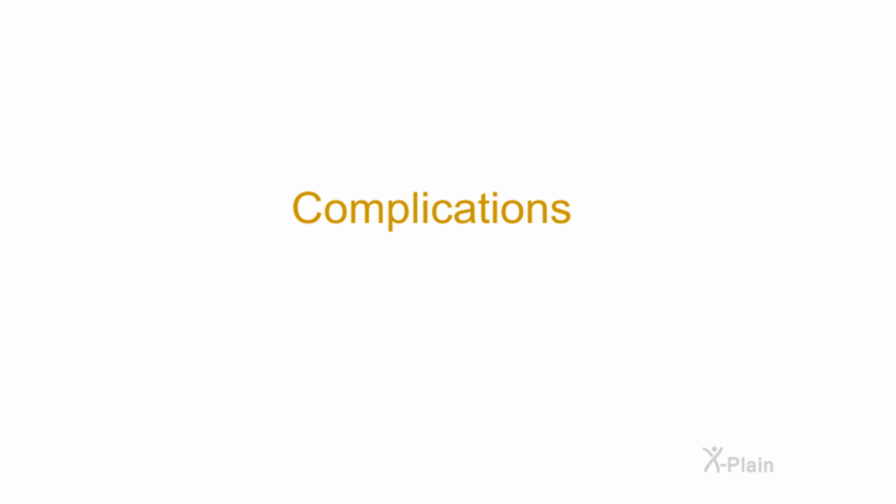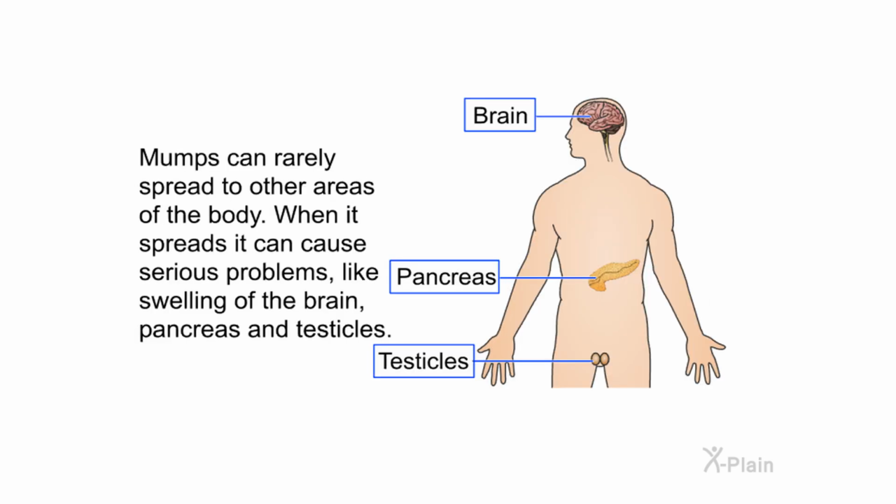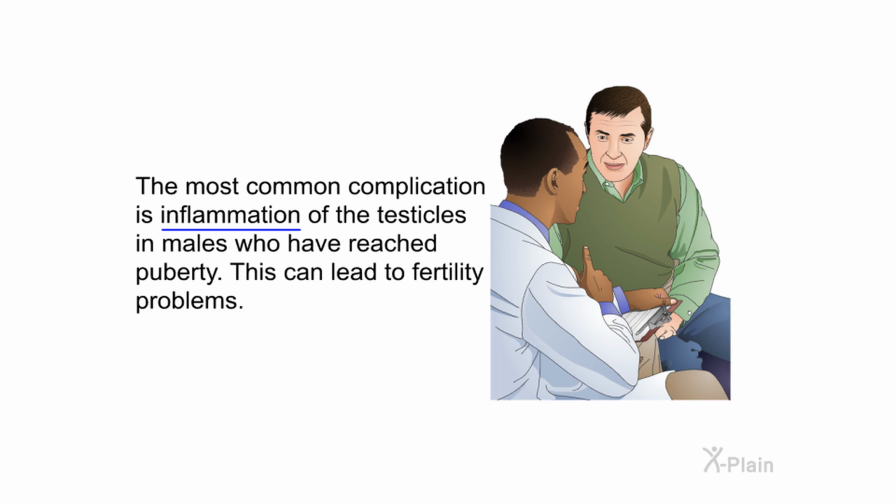Complications. Mumps is usually a mild disease, but it can occasionally cause serious complications. Mumps can rarely spread to other areas of the body. When it spreads, it can cause serious problems like swelling of the brain, pancreas, and testicles. The most common complication is inflammation of the testicles in males who have reached puberty. This can lead to fertility problems.